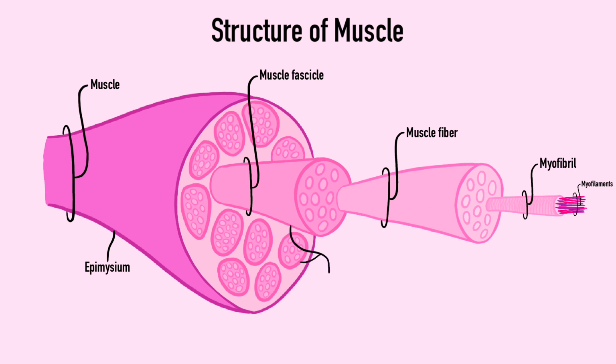A layer of connective tissue called perimysium surrounds the muscle fascicles. A layer of loose connective tissue called endomysium surrounds the individual muscle fibers. And finally, there is a cell membrane of muscle fibers that lays adjacent or under the endomysium and is called sarcolemma. Now let's take a look at the longitudinal section of skeletal muscle.